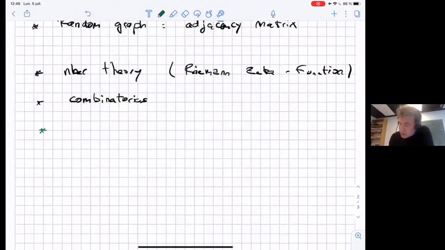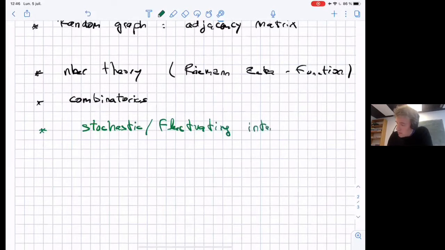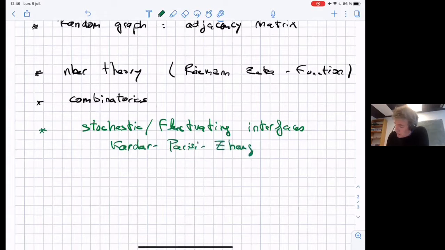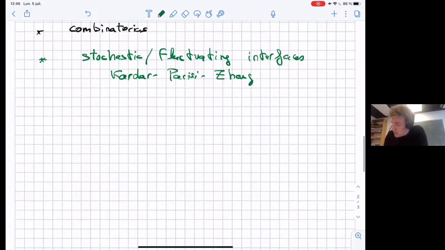is in the context of fluctuating stochastic interfaces. And that's in particular what is called today the universality class of the Kardar-Parisi-Zhang equation. So I will be more precise in the future lecture, in the next lectures, I guess.